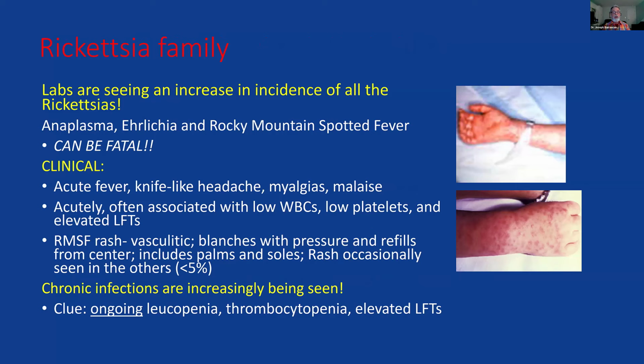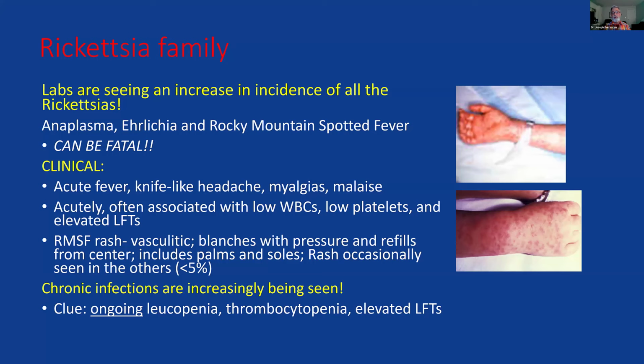Acutely, there's a very high fever, knife-like headaches in the eyes. Here it's myalgias, not so much arthralgias, but myalgias in the muscle, big-time malaise. Here, low white cells, low platelets, occasionally elevated liver enzymes can differentiate this from Lyme disease, and chronic rickettsiosis is possible. If you have a Lyme patient with ongoing leukopenia, thrombocytopenia, and so forth, definitely look into rickettsias.